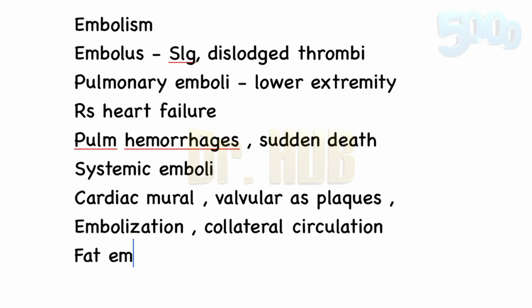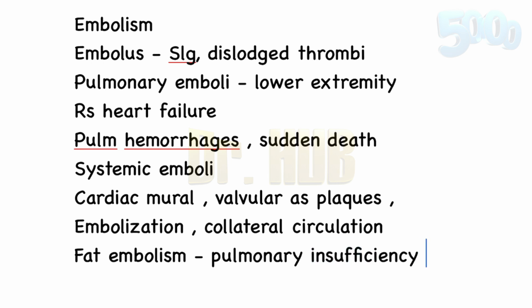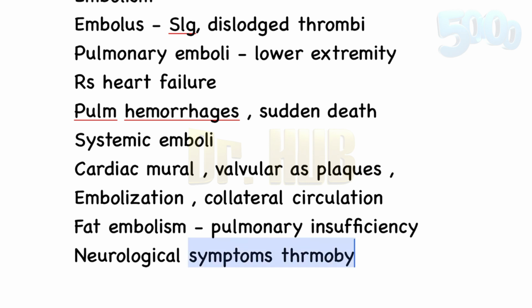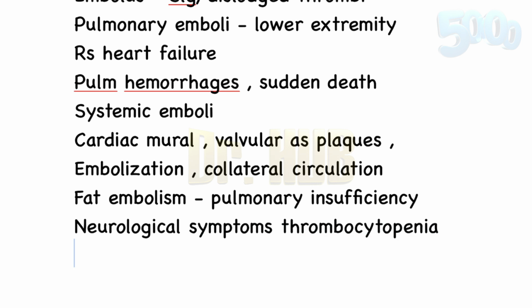Next, we move on to fat embolism. Fat embolism is a syndrome characterized by pulmonary insufficiency, and also there are neurologic symptoms. Next, there is anemia and thrombocytopenia. It is seen after fractures of long bones which contain fatty marrow, or after soft tissue trauma. It is fatal in 10% of cases.